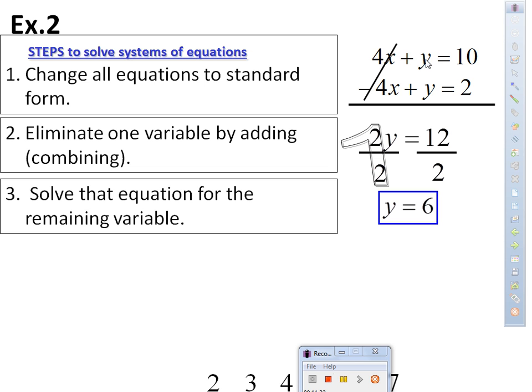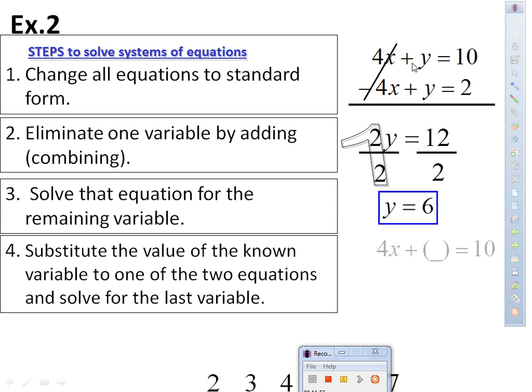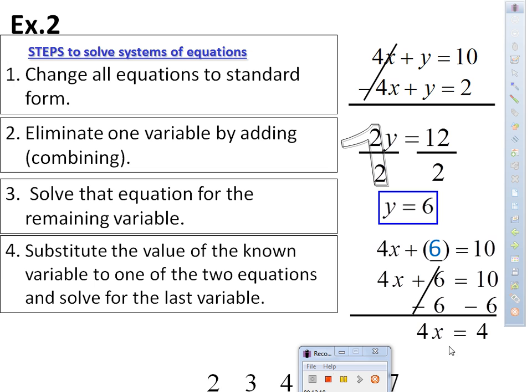I usually use the first one, or the one that requires fewer steps. So I'm going to take this first equation, 4x plus, but instead of y, what goes here? The 6. So that substitutes in there. We're left with 4x plus 6 equals 10, and it says to solve for the last variable. So we subtract 6 from each side. This cancels. We're left with 4x equals 4, and at the end we divide by 4, divide by 4, x equals 1.